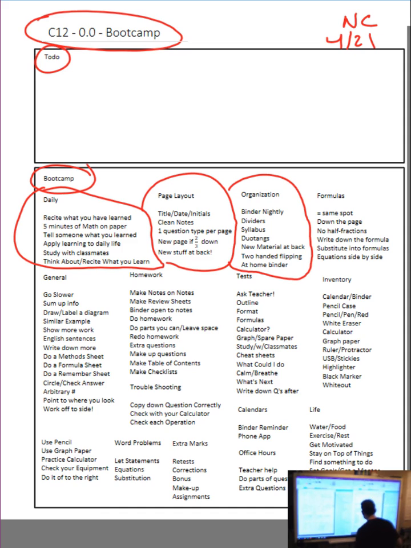Duotangs or formula sheets, always have them out with you. Highlight them. Make sure you're familiar with different pages and where stuff is. Put little yellow sticky notes there. Again, new material at the back. I said that off to the left at page layout, but organization, new material at the back.